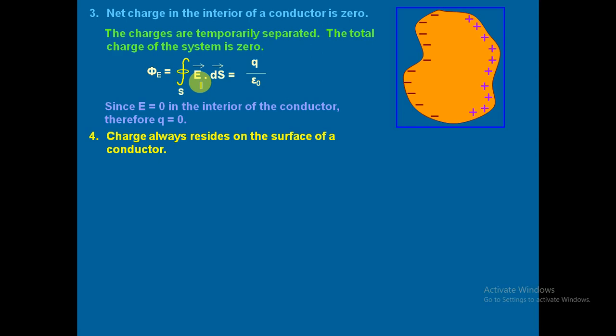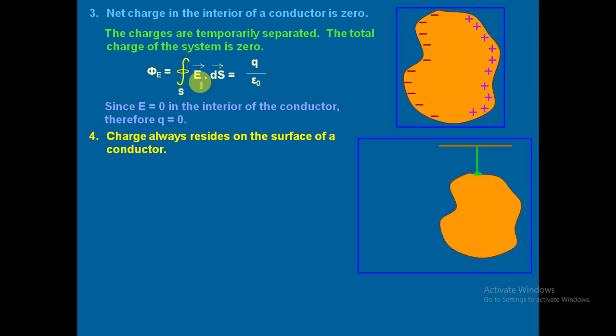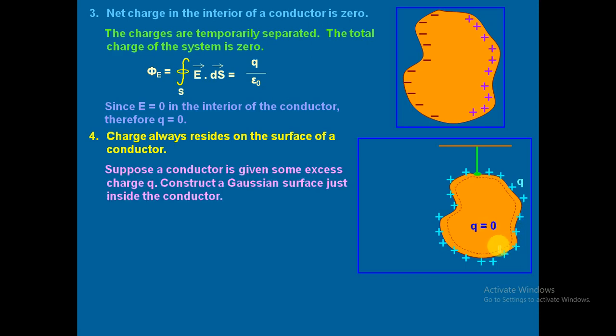This means whenever any conductor is given some charge, it will always reside on the surface of the conductor. For example, this is the charge Q, this is the conductor which is attached here with a hinge and some insulated thread, and some charge we are going to give to this conductor. When the charge is given to the conductor, it will reside only on the outer surface of the conductor. As you see, the net charge inside the conductor would be zero. So charge is going to reside only on the outer surface.